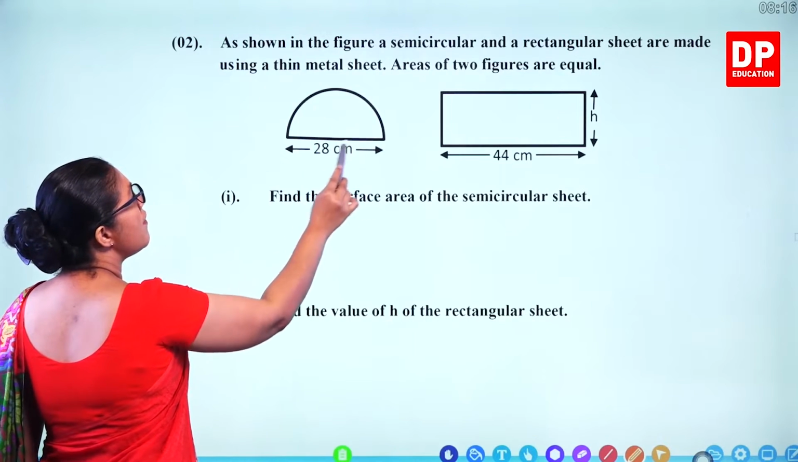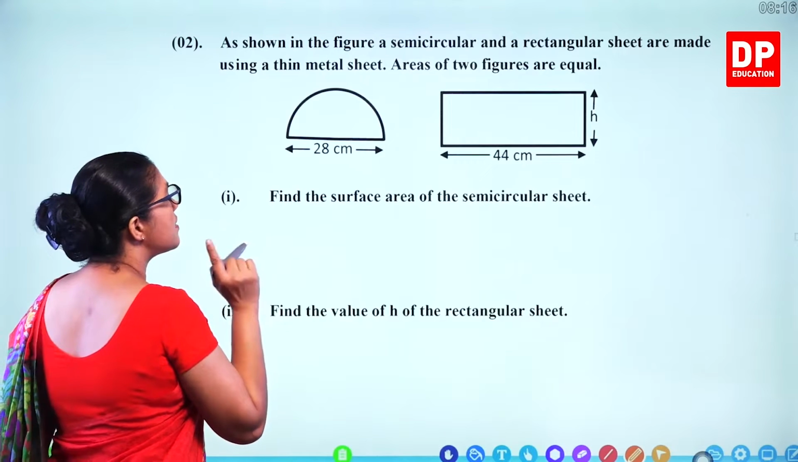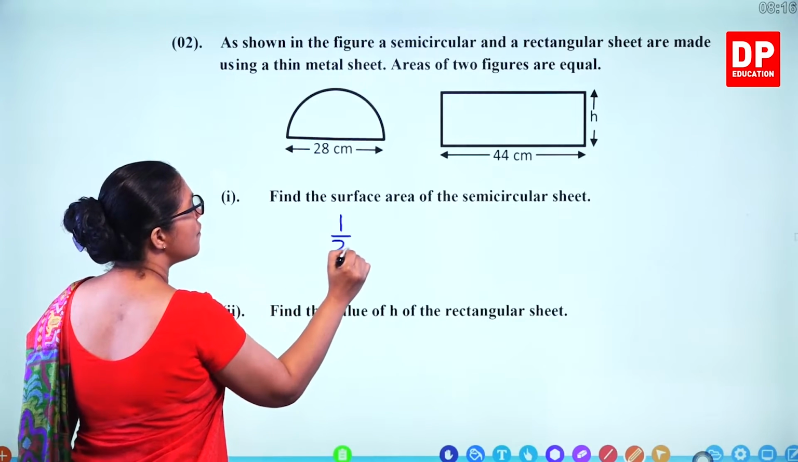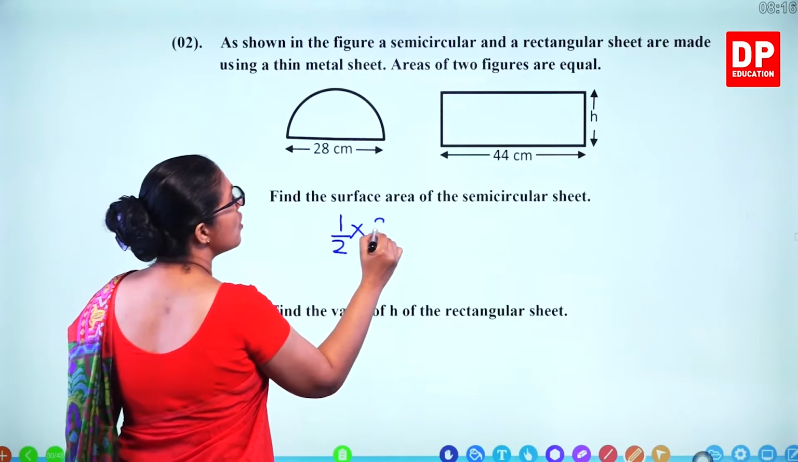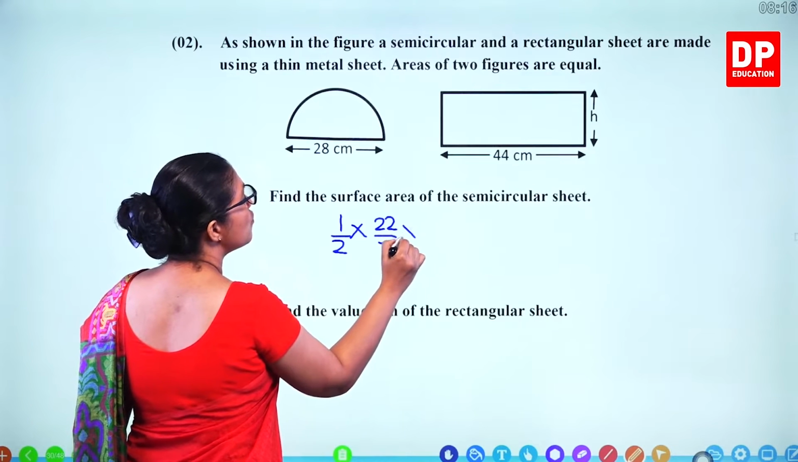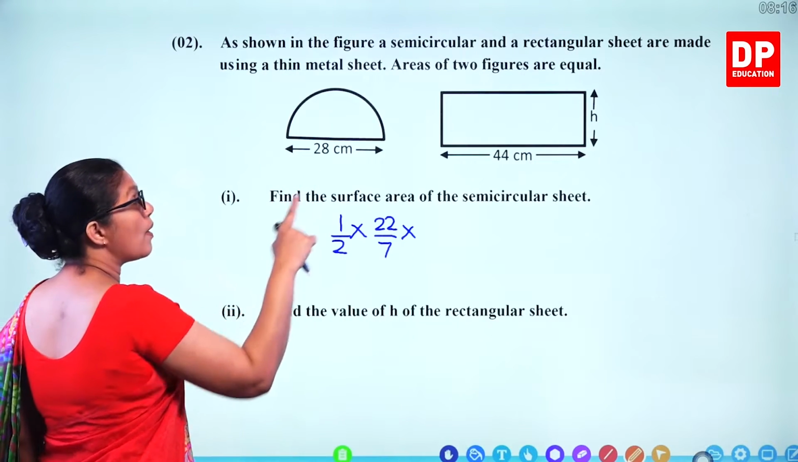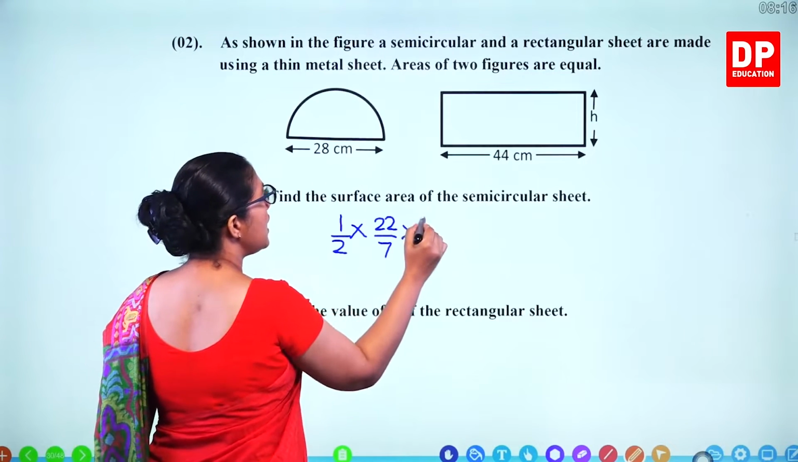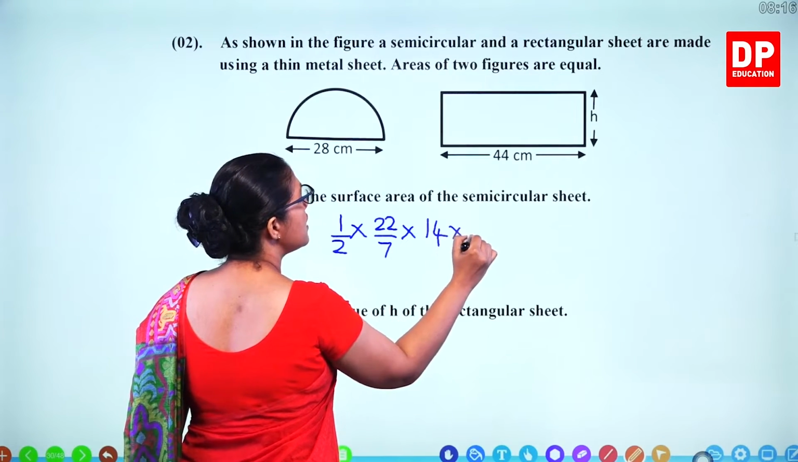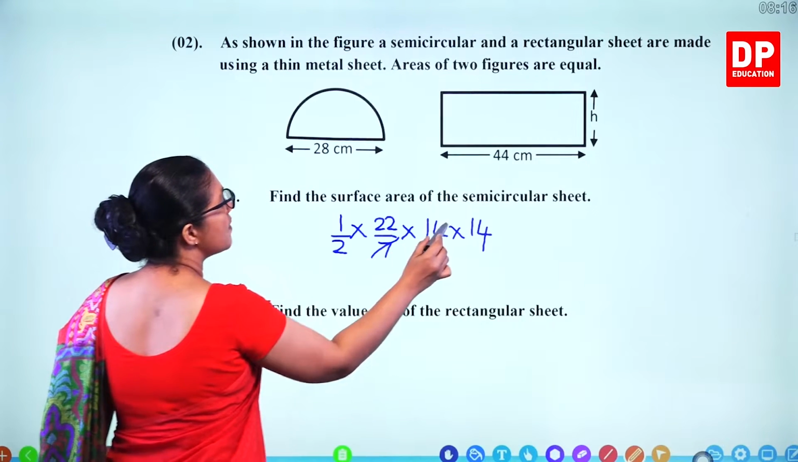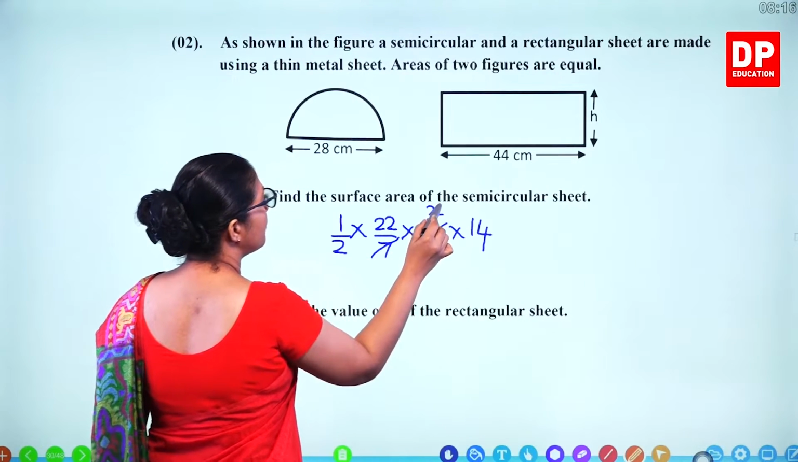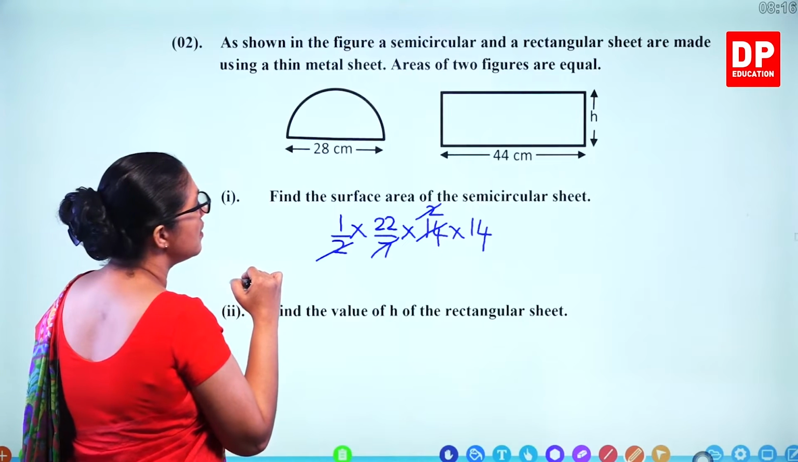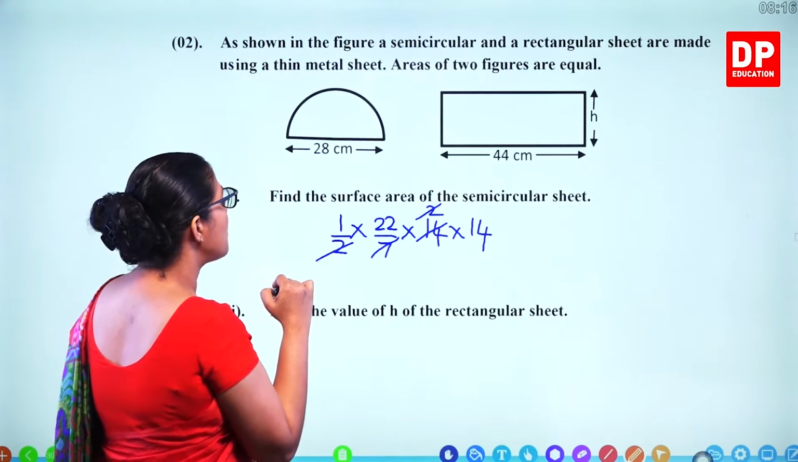How do you find out the area? This is a semicircle. So half into pi r squared. 22/7 into r. What is r? Diameter is 28. Divide by 2, you get 14 is the radius. 14 times 14. 7 times 2. These 2 get cancelled out. So you need to multiply 22 times 14.